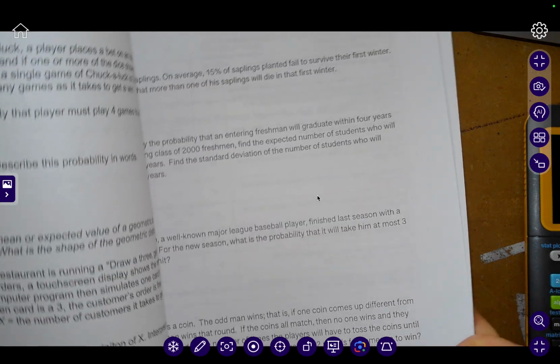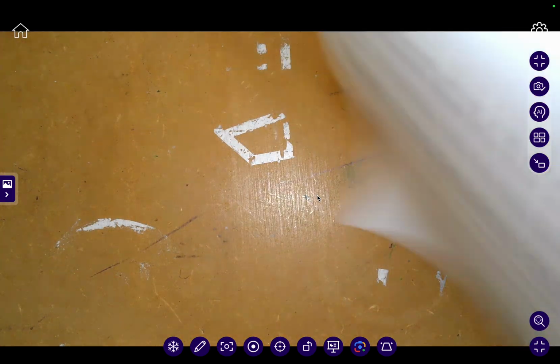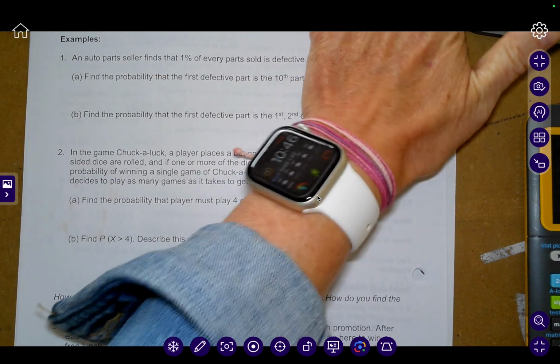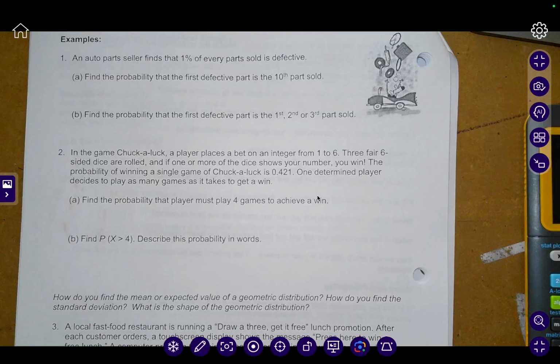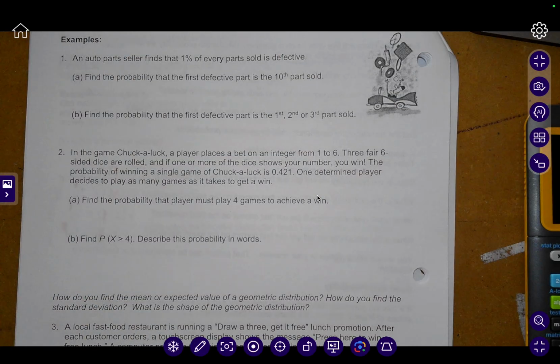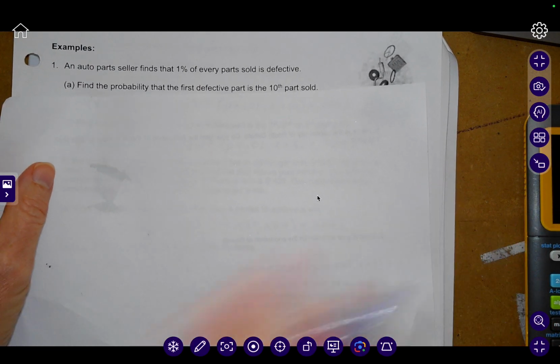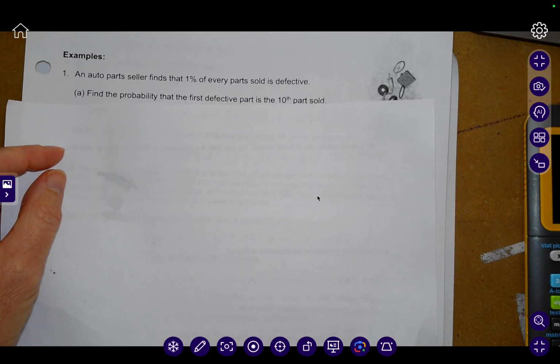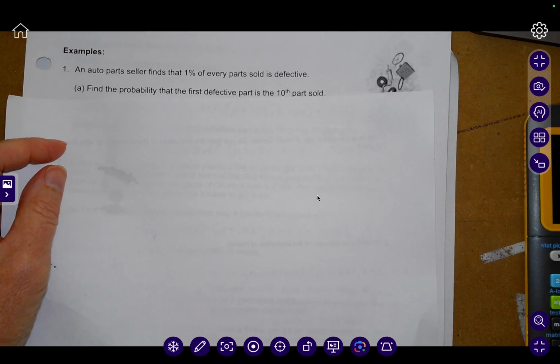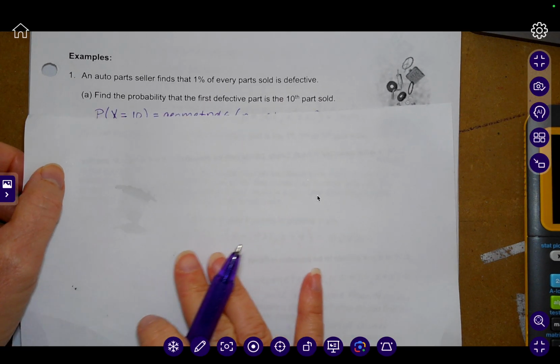Then if you look at this last page here, let's do the first one together. When you do these ones, make sure you label the inputs again like we've been doing. The first one says, an auto parts seller finds that 1% of every part sold is defective. So again, there's no fixed number of trials here. The first time I sell a defective part, it's on the 10th part.